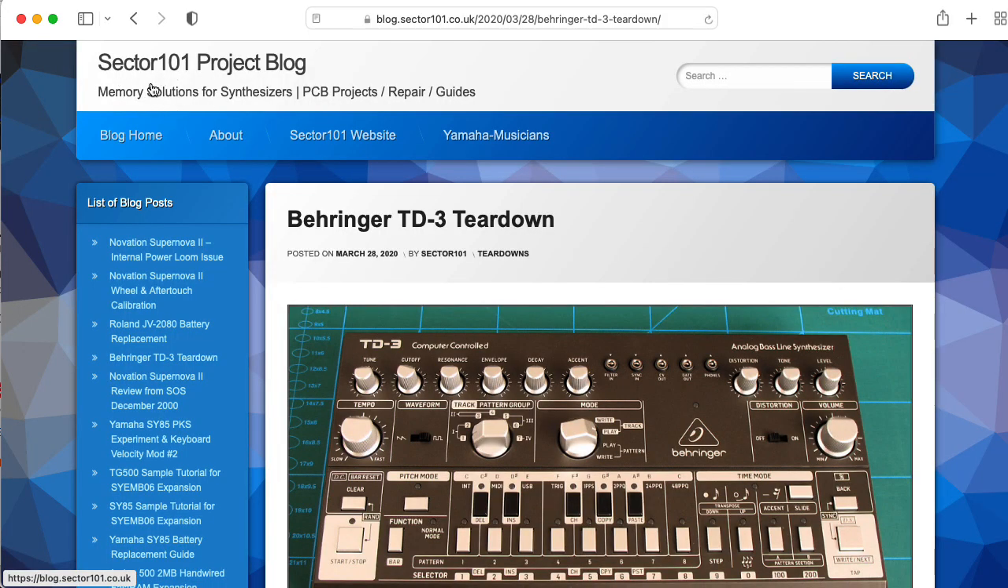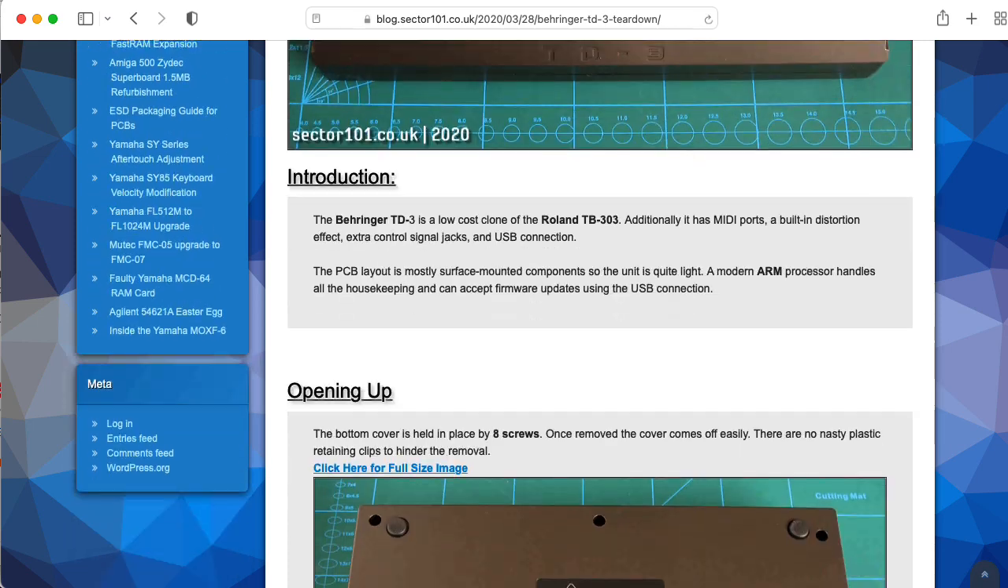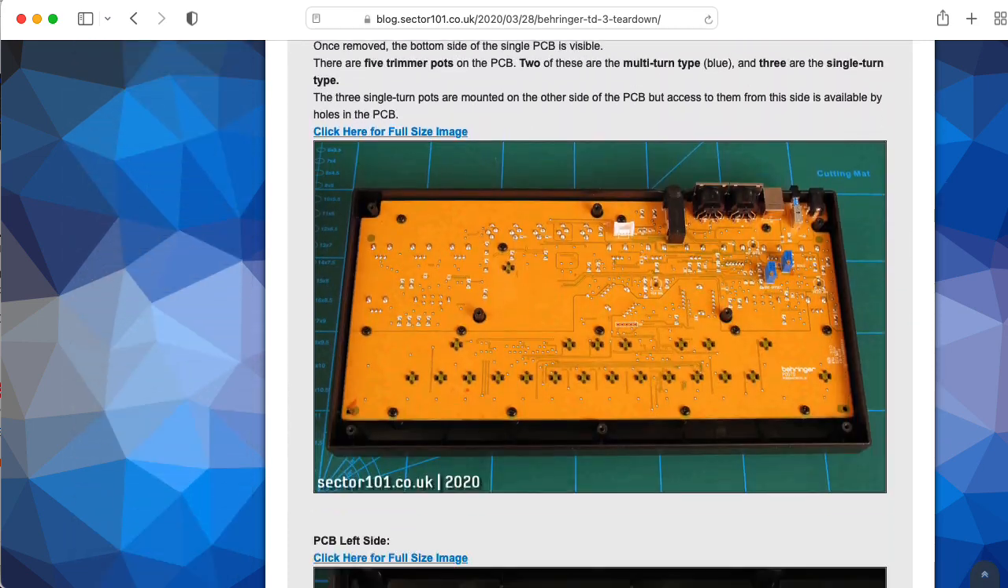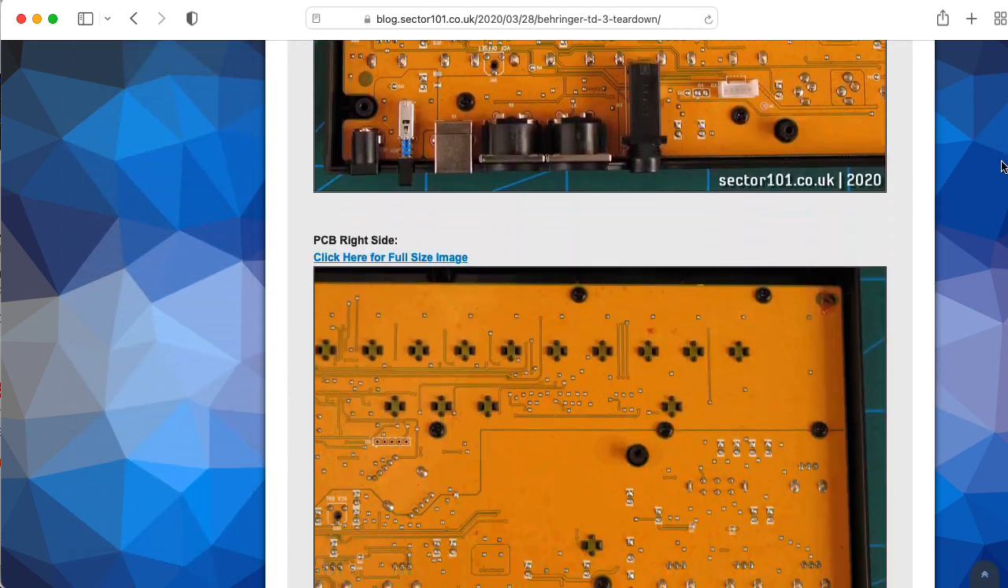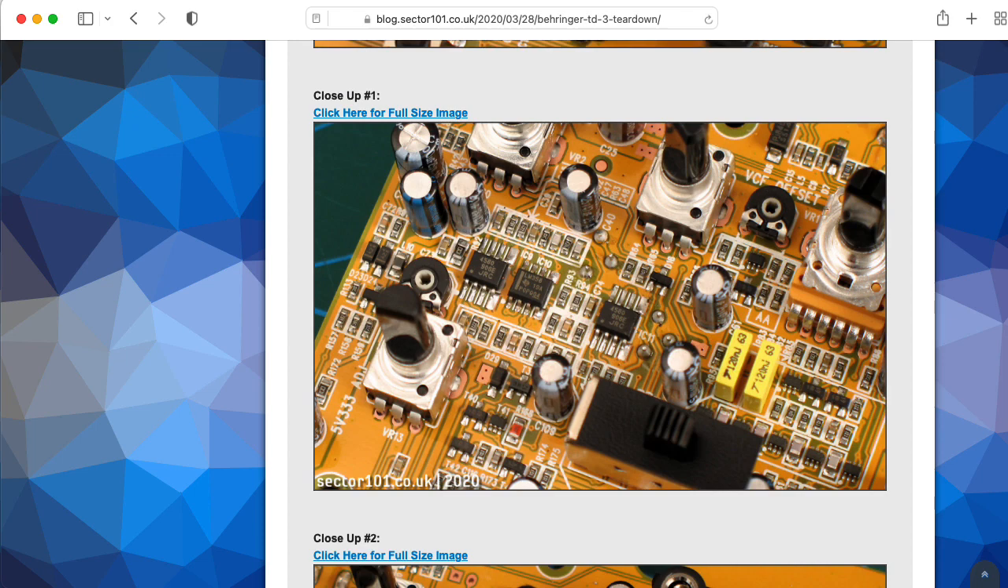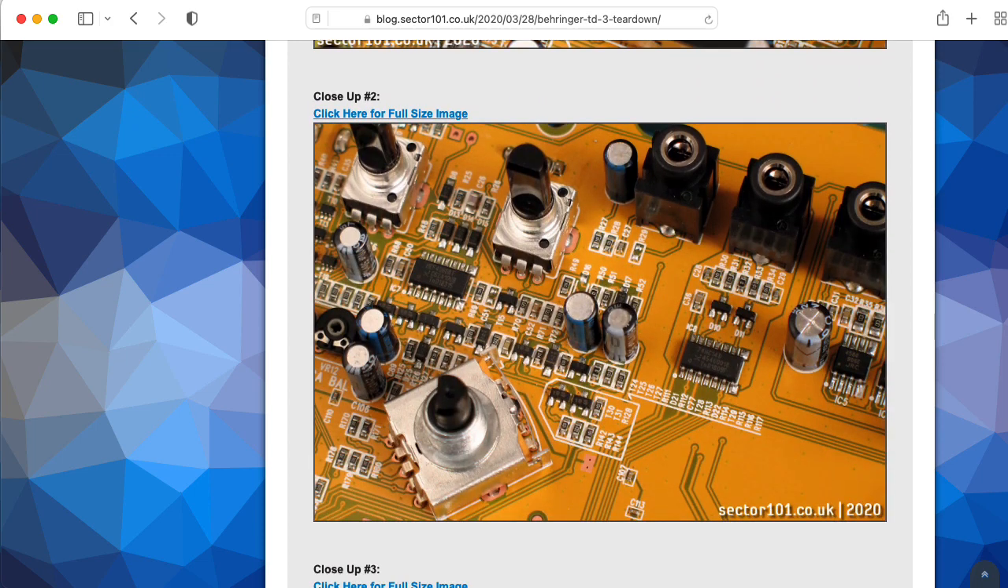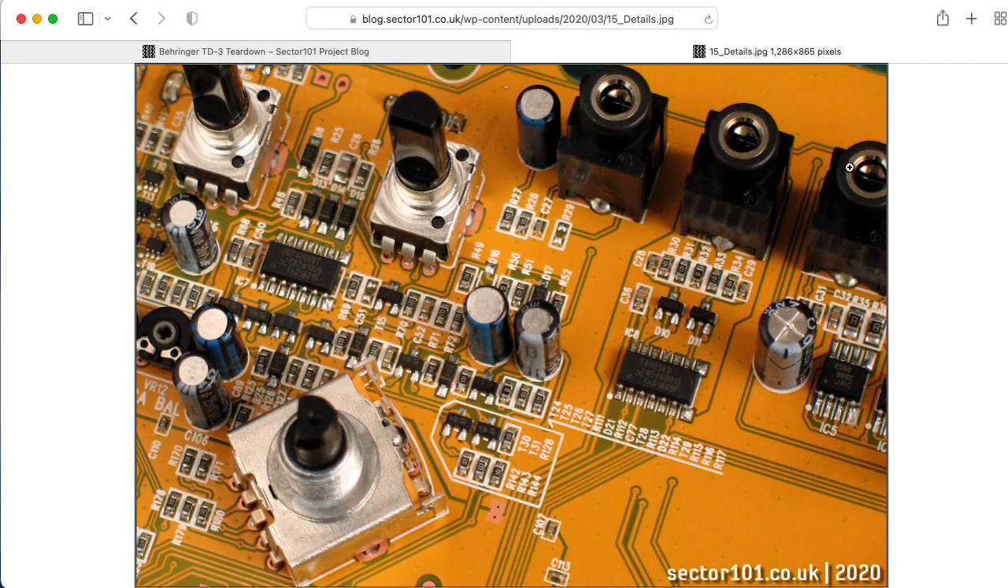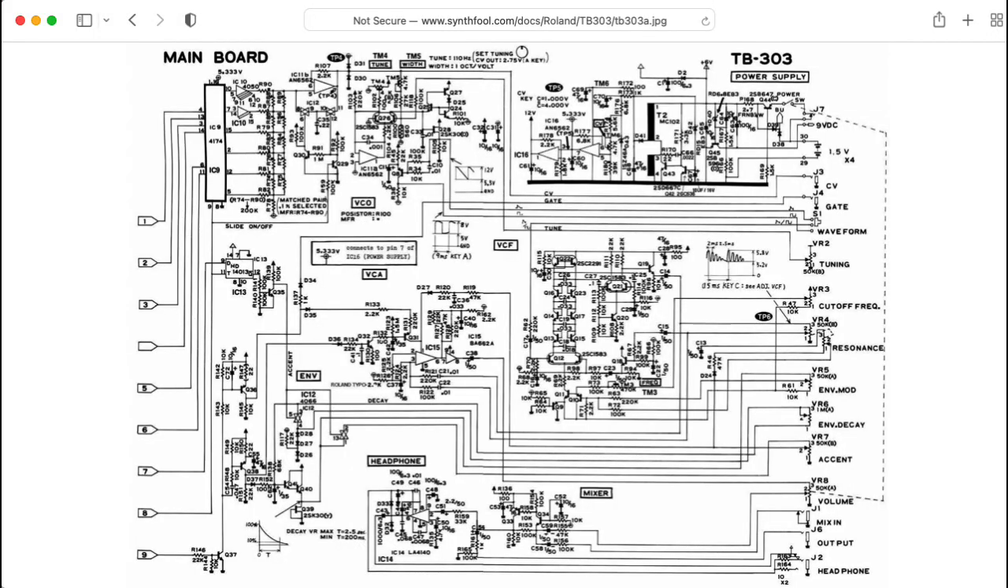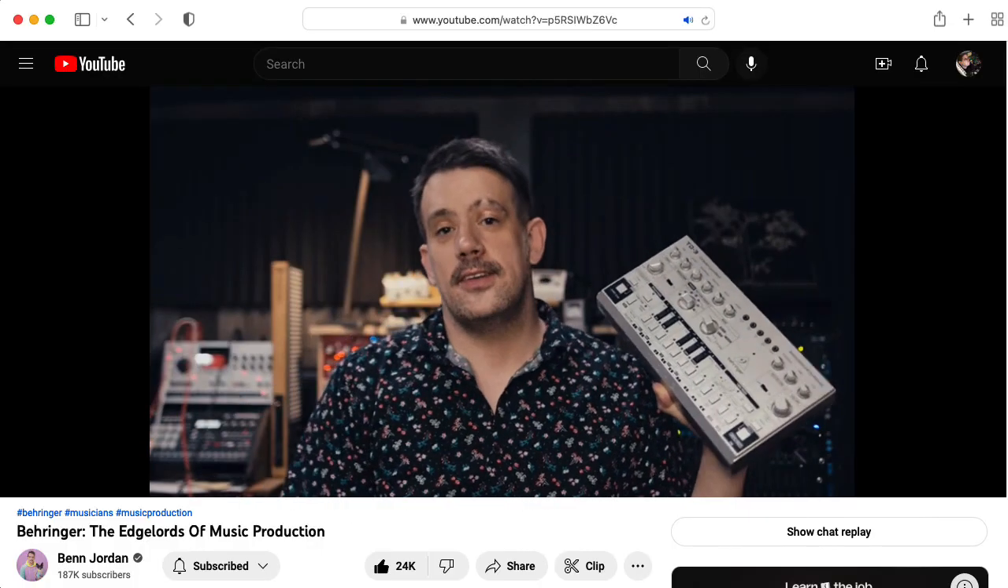But looking at this Sector 101 project blog, where they did a teardown of the Behringer unit, if you take a look at the photographs, I see a lot of components that look like individual transistors or transistor pairs. So I suspect that this is pretty close to the original circuit. And I feel like the number of parts on the schematic is roughly on the order of the number of parts on the PCB. A little bit later, Benn said this.